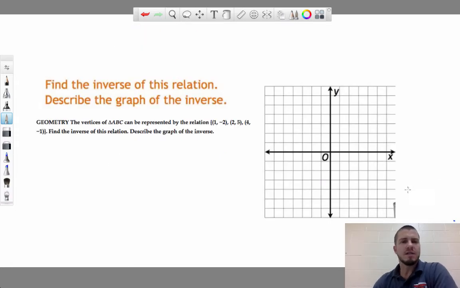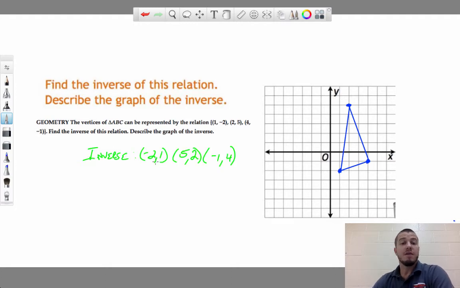So we're going to look at this question, and it's the vertices of a triangle, 1, -2. So these points go on the graph and form a triangle. I'm going to find the inverse of this relation. So the inverse is going to be -2, 1, 5, 2, and -1, 4. So when I plot those points, this is the inverse relation.